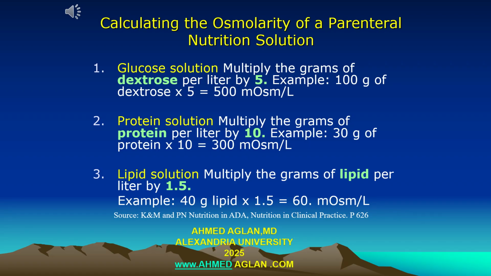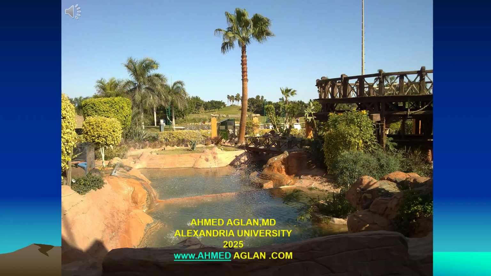And third, for the lipid solution, multiply the grams of lipid per liter by 1.5. For instance, 40 grams of lipid results in 60 milliosmoles per liter. To get the total osmolarity of a mixed TPN solution, you would simply calculate and sum the contributions from each of these three components. This allows you to ensure the final solution is safe for the intended vascular access.